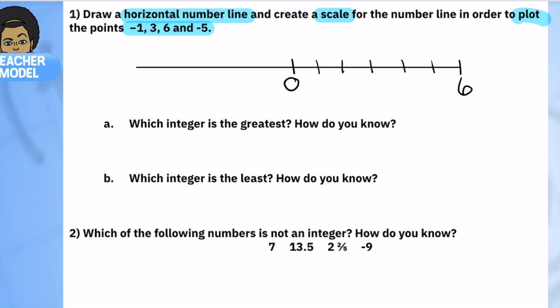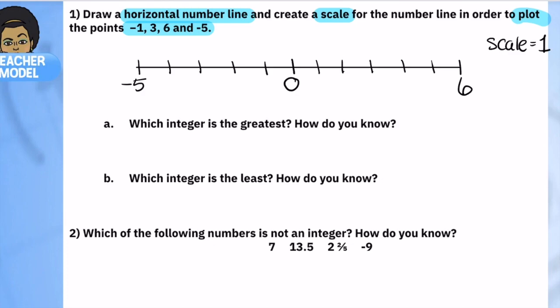So because my scale was by ones, I have to be consistent. I can't go by ones and then by threes and then by fours. I can't change up my scale. So if I counted by ones with the positives, I'm going to count by ones with the negatives. And I'm going to go to -5. 1, 2, 3, 4. And here's -5. Now notice I didn't say -1, -2, but I was counting in that direction. I knew they were negative.